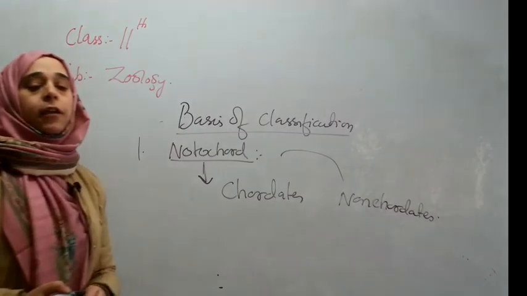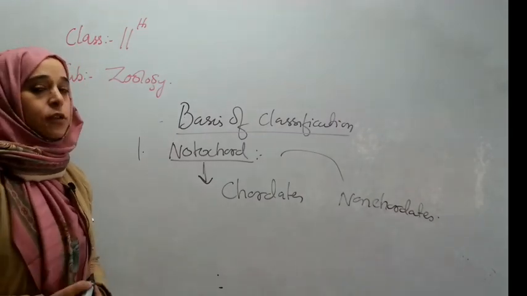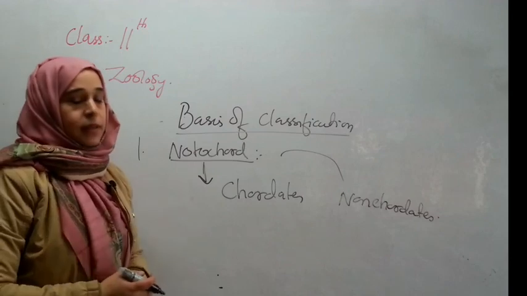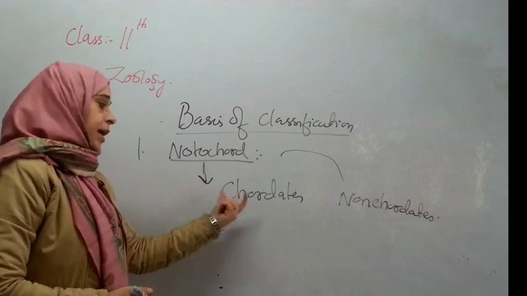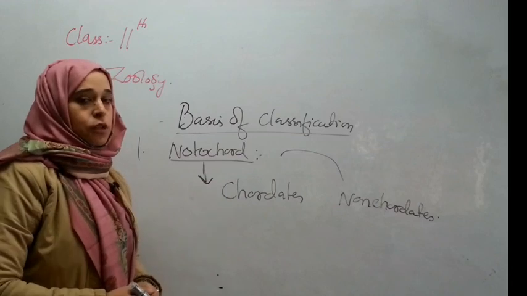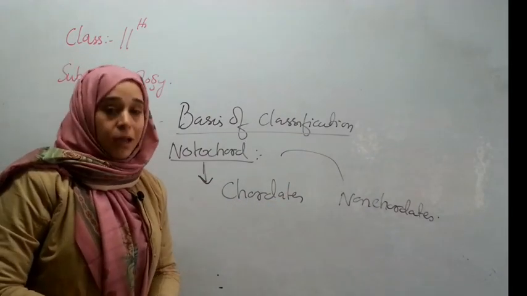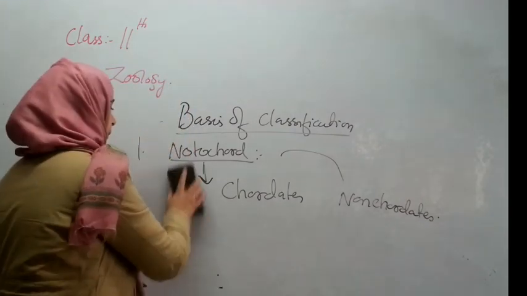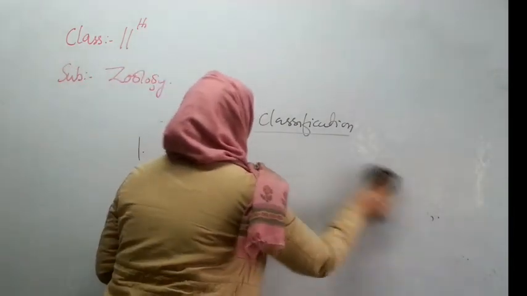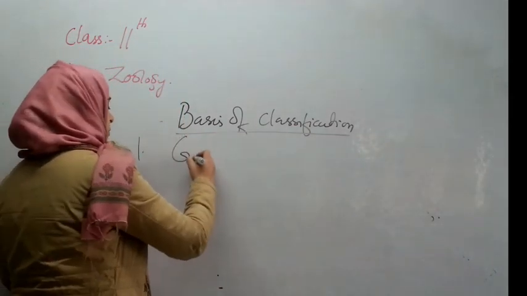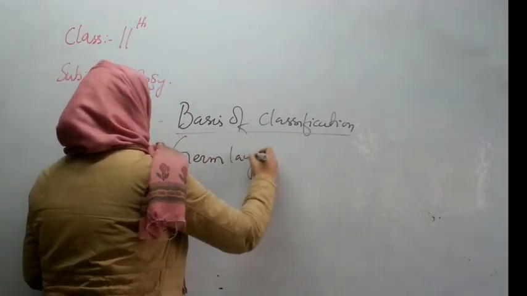I'm repeating it once again. On the basis of the presence and absence of the rod-like structure which extends between the nerve cord and the gut, we have the notochord, and on the basis of the presence and absence of this notochord, we have the chordates and the non-chordates. Now let's move to another basis of classification, and that is the presence and absence of different types of germ layers.